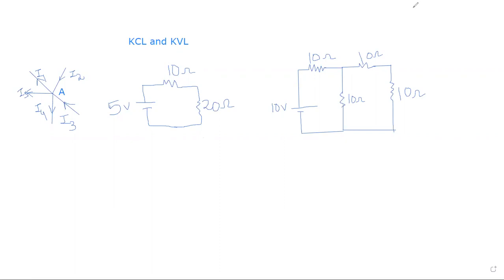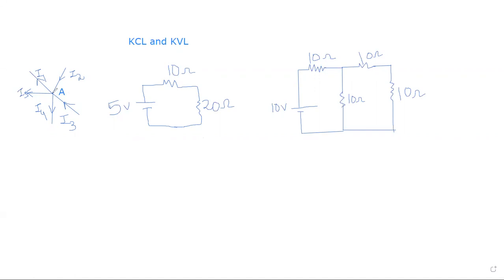Now KCL stands for Kirchhoff's current law and KVL for Kirchhoff's voltage law. Before getting into KVL, we have to see KCL first. There is a reason behind that, we'll see later. Now here it is A. A is a node. Okay.